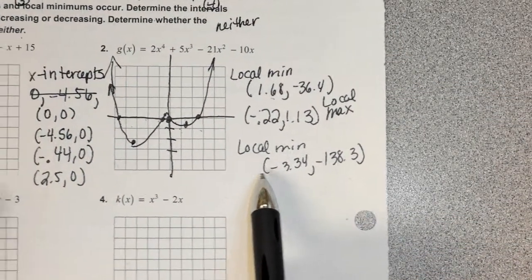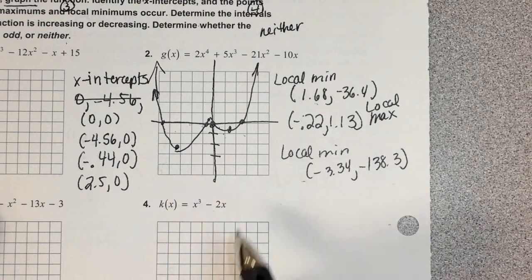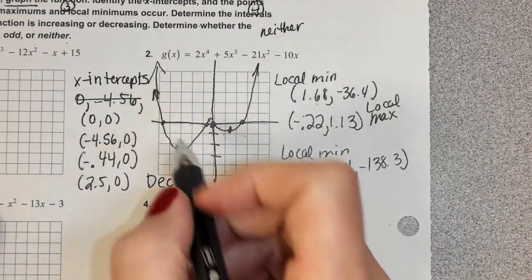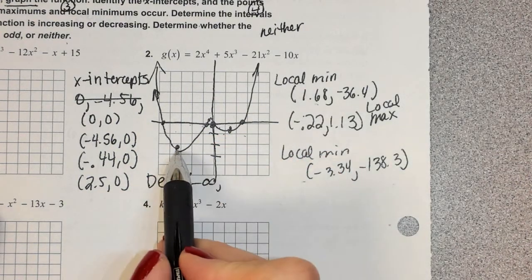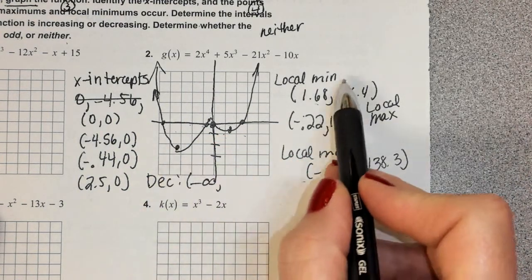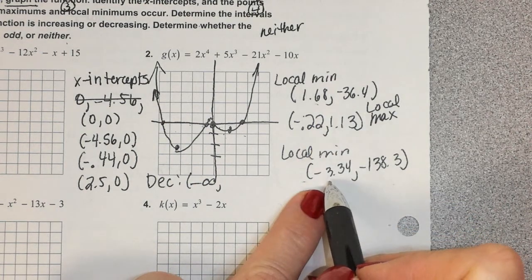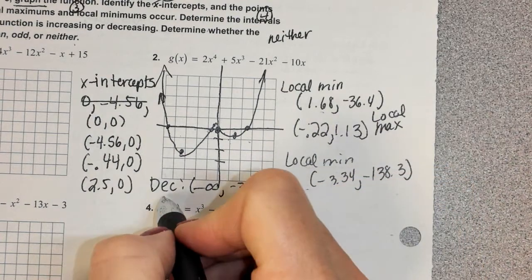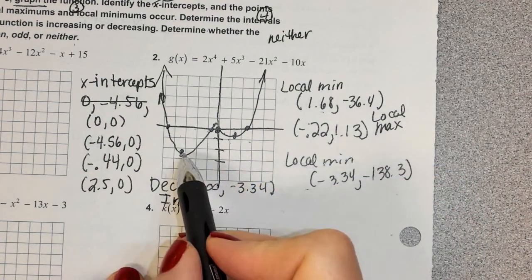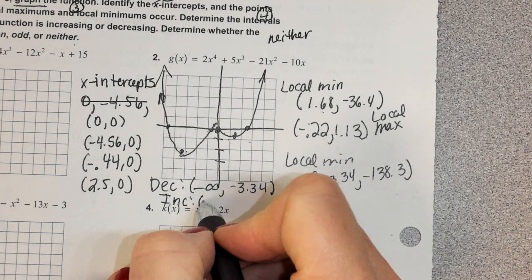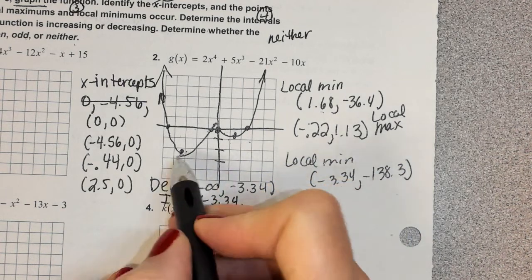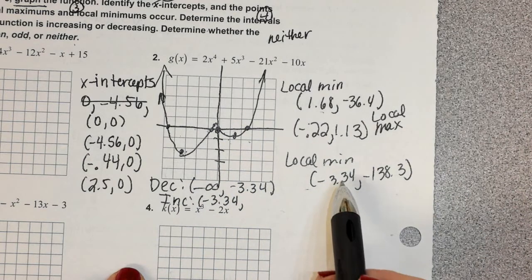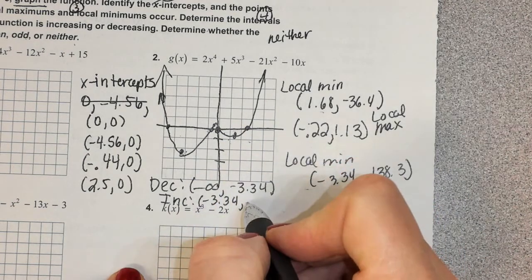And so the last thing we have to do is write the intervals of increase and decrease. So this is going to be decreasing first. It's decreasing from -infinity until I get to this point. That point was -3.34. Then it's increasing. It's increasing from that -3.34 until I get to that maximum of -0.22.